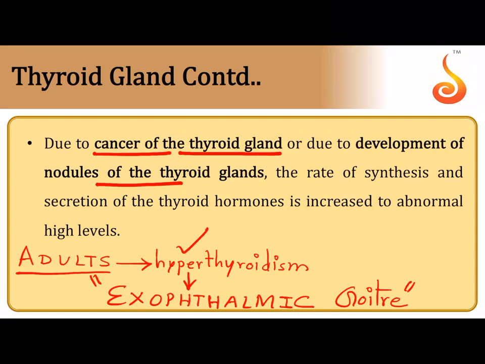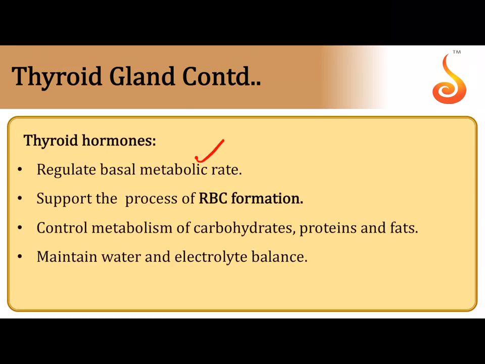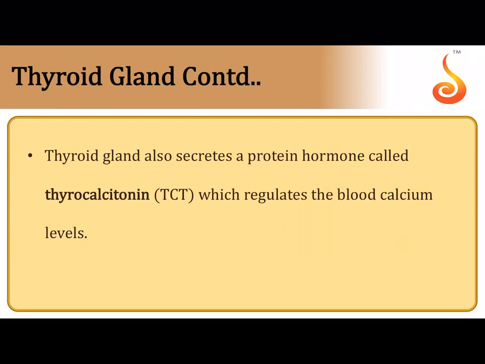In the previous section we saw that in a woman, if there is a low amount of thyroid hormone, then she will suffer from menstrual derangement. But in adults, if there is excessive production of thyroid hormone, that is hyperthyroidism, it will result in protrusion of the eyeballs, very high basal metabolic rate, and tendency for weight loss, which is referred to as exophthalmic goiter. So these are the functions of the thyroid hormone. They regulate the basal metabolic rate, they support the process of RBC formation, they control the metabolism of carbohydrates, proteins and fats, and they maintain water and electrolyte balance.